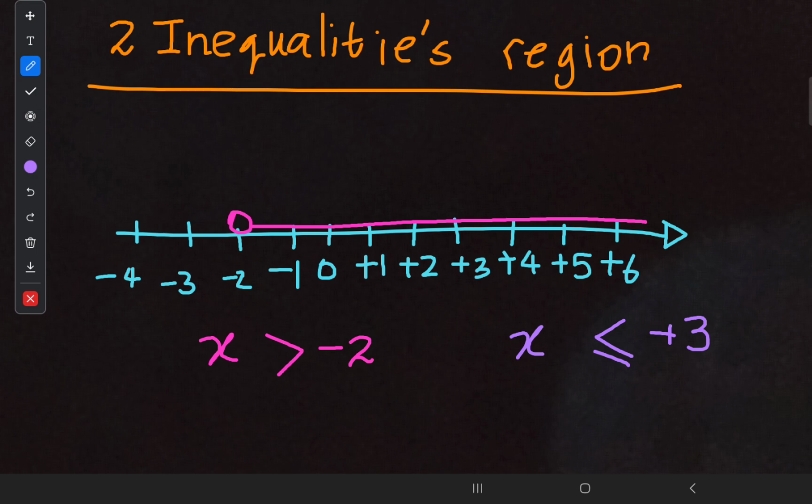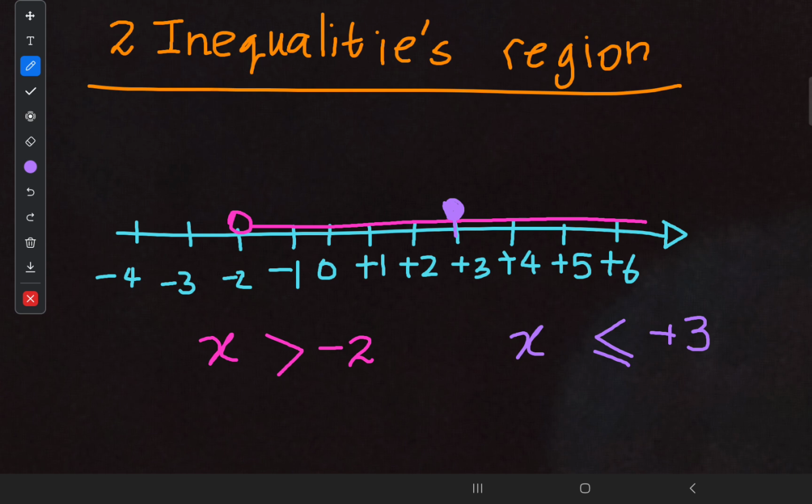Positive 3. We have to mark our positive 3. But here you can see that in this inequality we have an equal mark also. In this case, you have to color this circle. It indicates less than or equal, or greater than or equal, for instance.